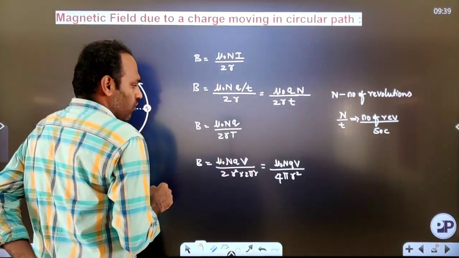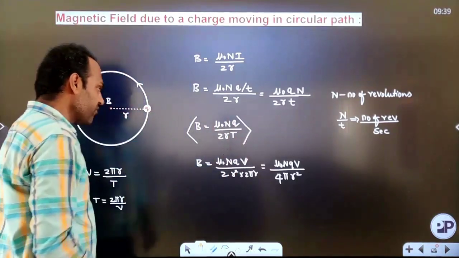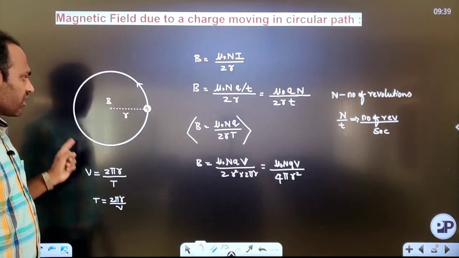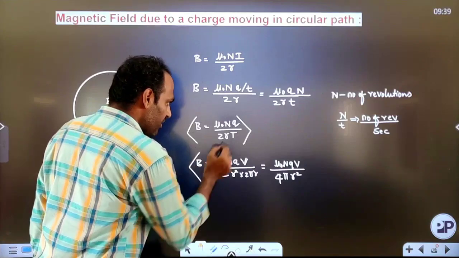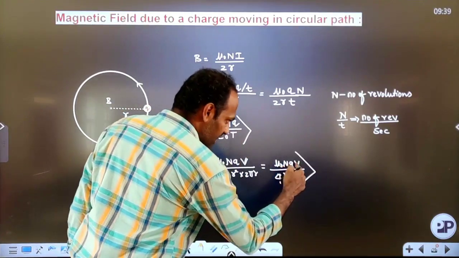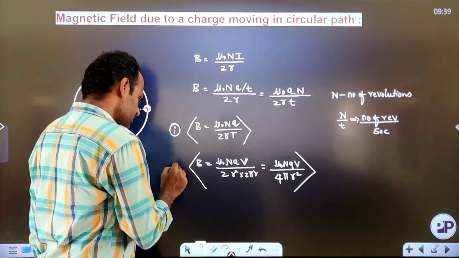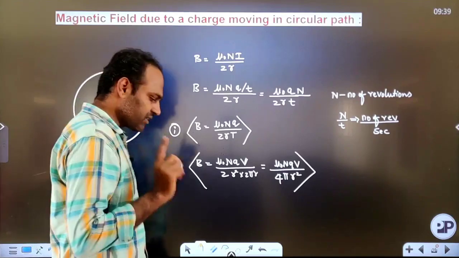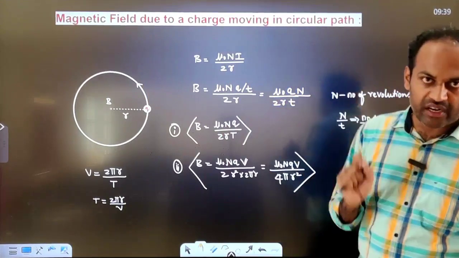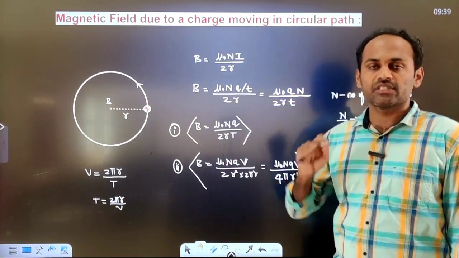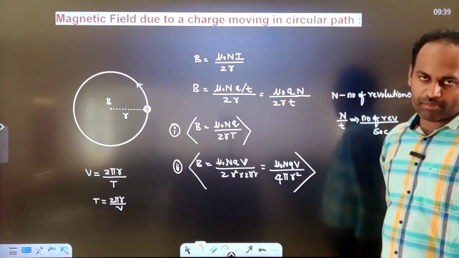So look, in total we have two formulas here. This is the formula of the magnetic field at the center of a circular revolving charge, in terms of charge and time period. This one is in terms of charge and velocity, right? So we have two formulas. This is the first formula and this is the second formula. Based on what is given in the case, you should choose the formula. This is all about the magnetic field due to a charge which is revolving in a circular path, right? Okay, that's all about the magnetic field due to a charge moving in a circular path.